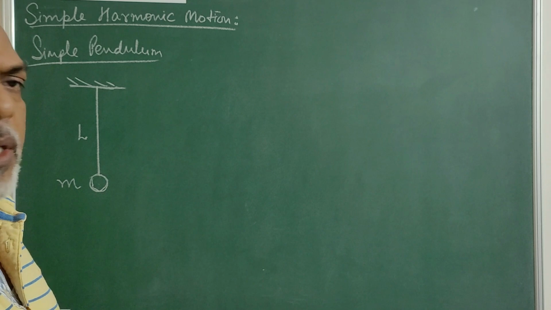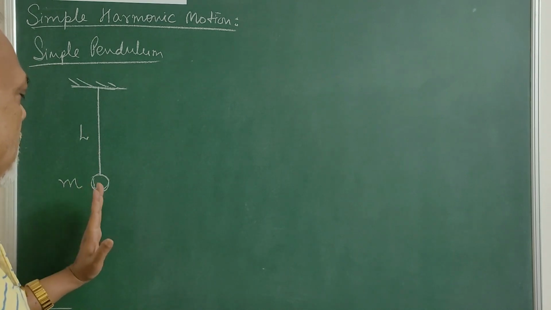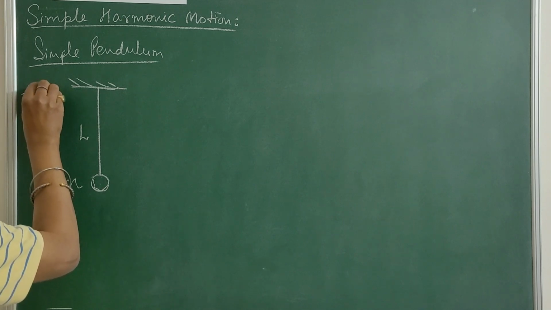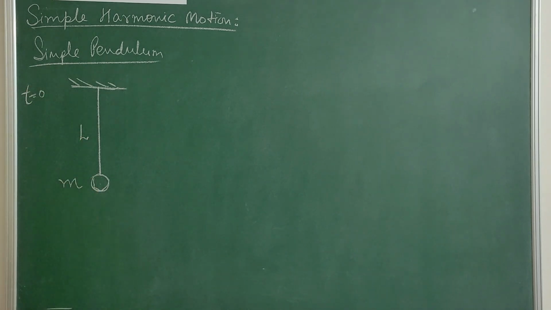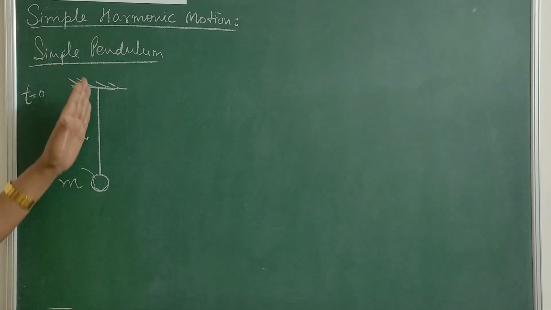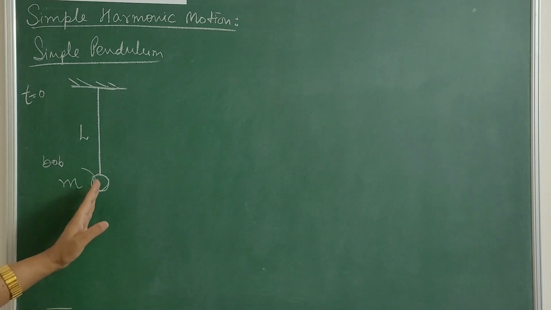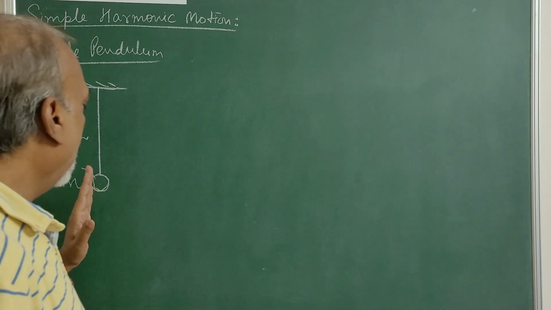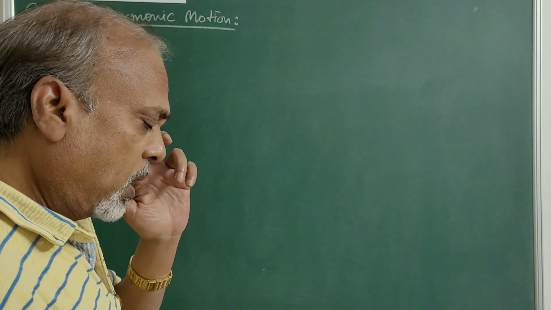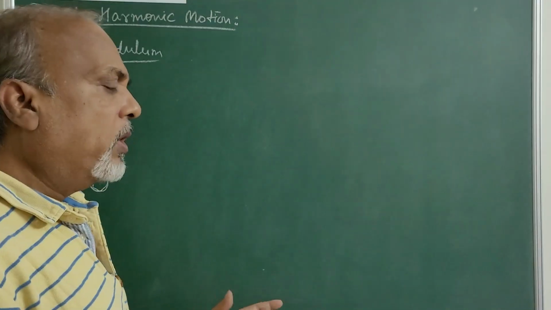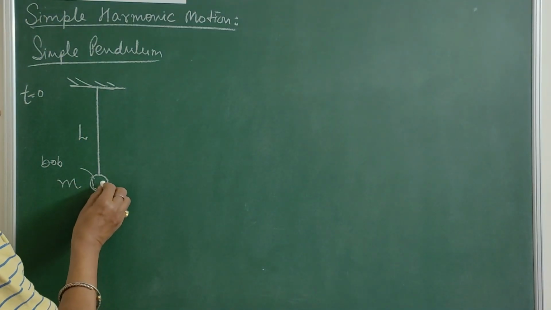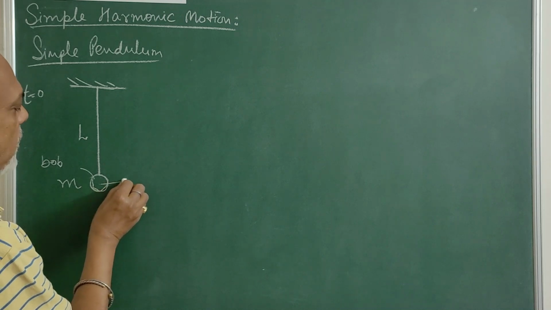So in this position, it is basically the equilibrium position. At t equal to 0, this bob is in the vertically hanging position. It is in this position only. And suppose you want to make it have simple harmonic motion, what do you have to do? You just push it. When you push it, it will move like this.